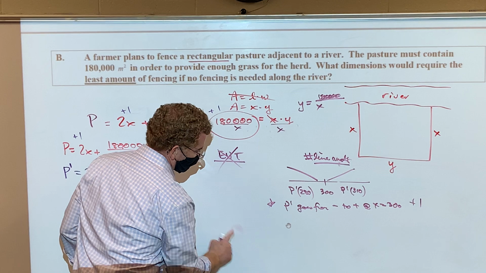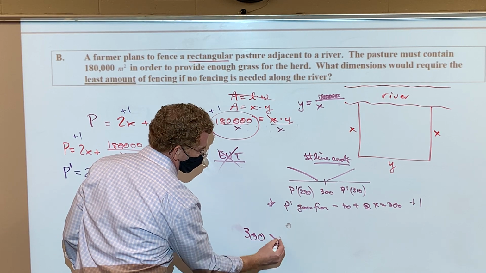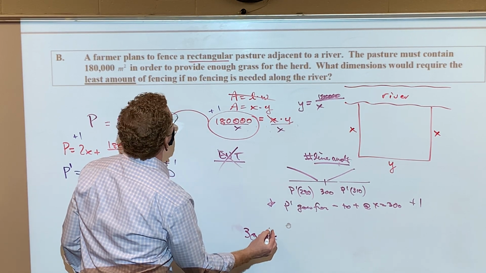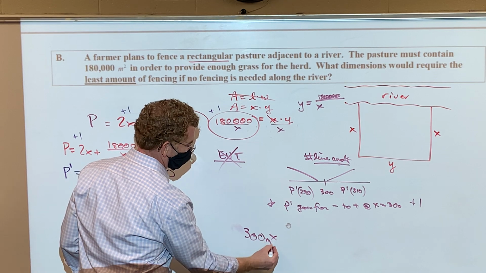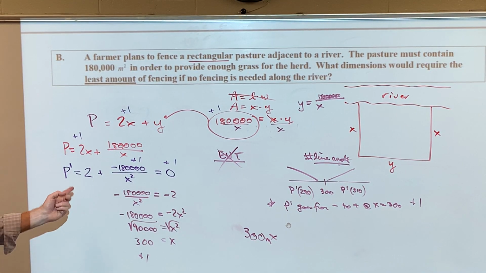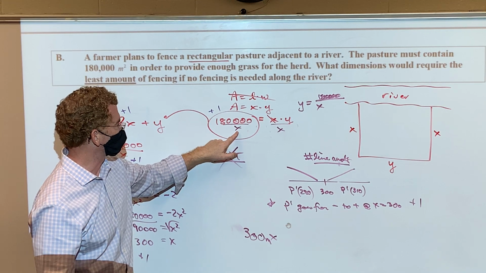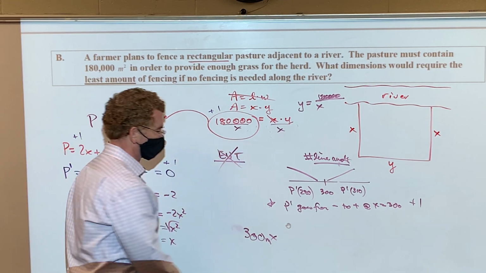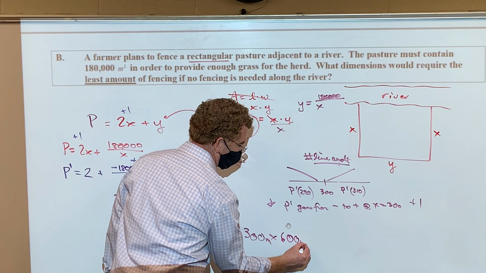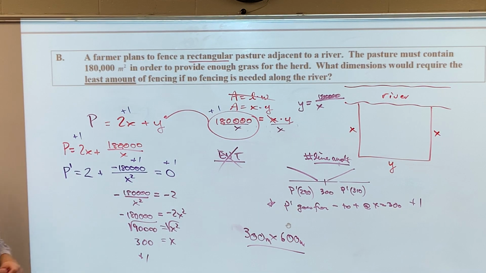X is 300. And really, you can just write them like dimensions. 300, are we talking about feet? Meters, 300 meters by, and then how do I find the other one? Plug it in for x there, and that gives me what? 600. So 300 meters by 600 meters would be fine. And if you want to say x is 300, y is 600, that's fine too. Are you getting the idea right here?